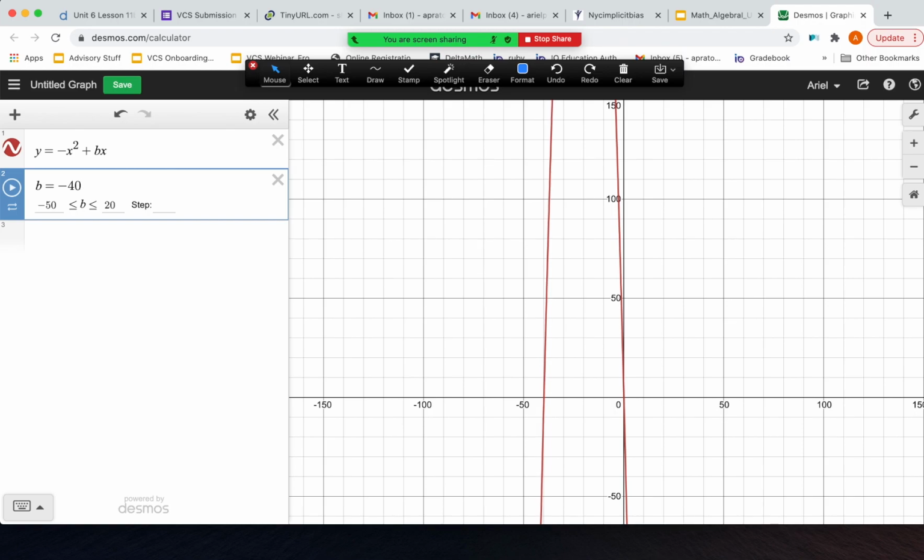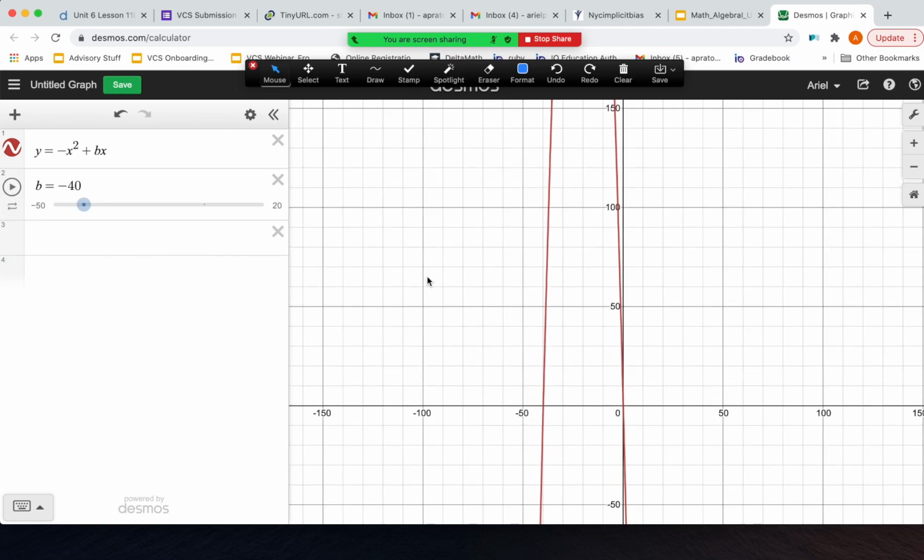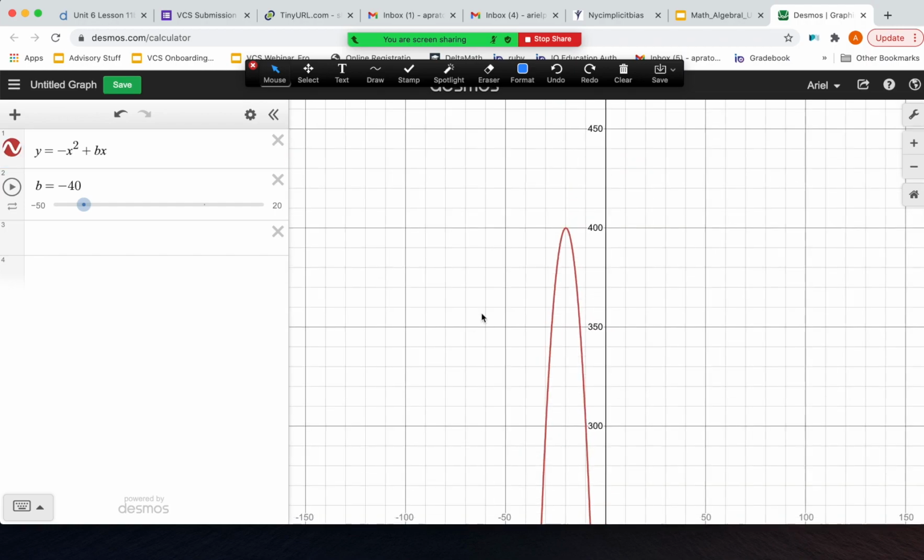What if I go to negative 40? What do you think is going to happen? 0, 0 still. You probably guessed that. Negative 40, 0. Interesting. What is this going to be? Negative 20. Good job if you guessed that right.